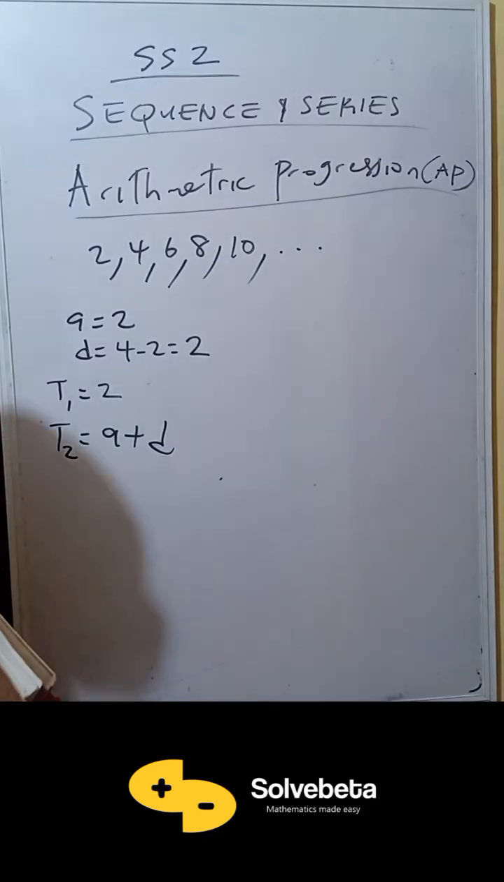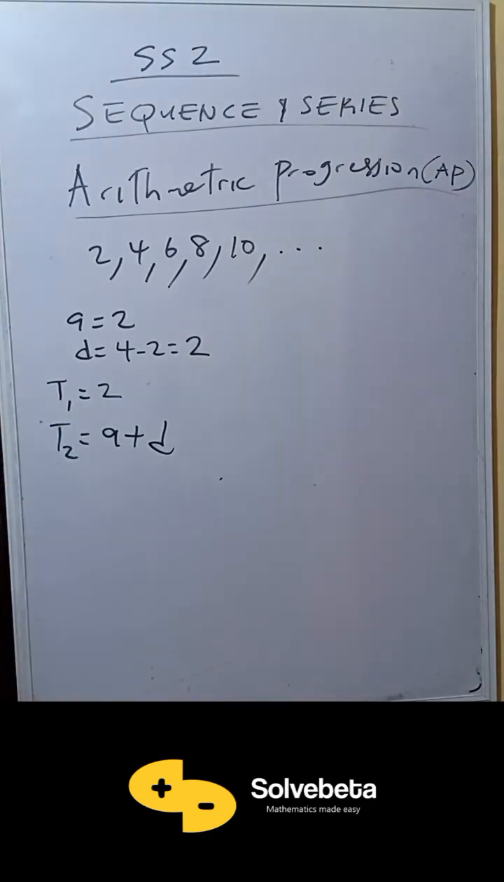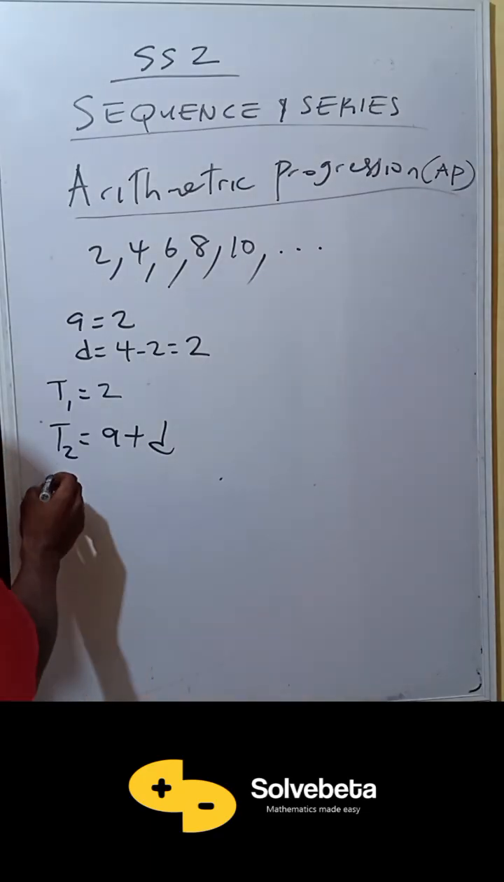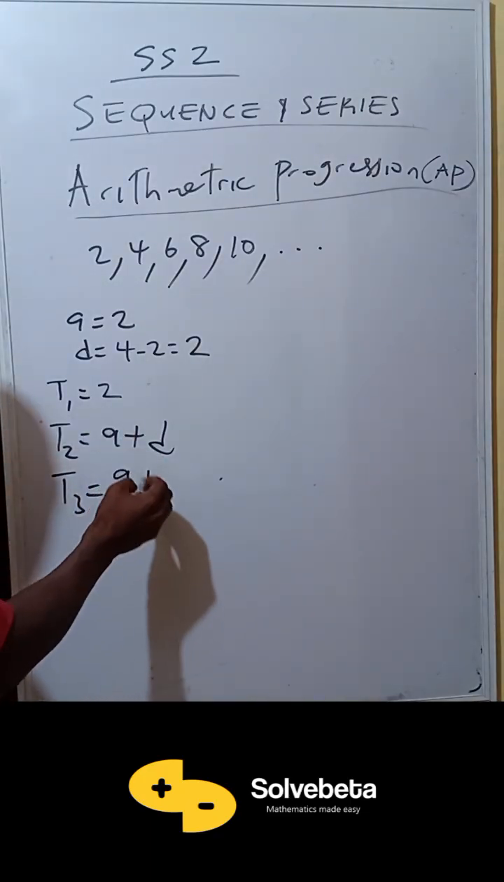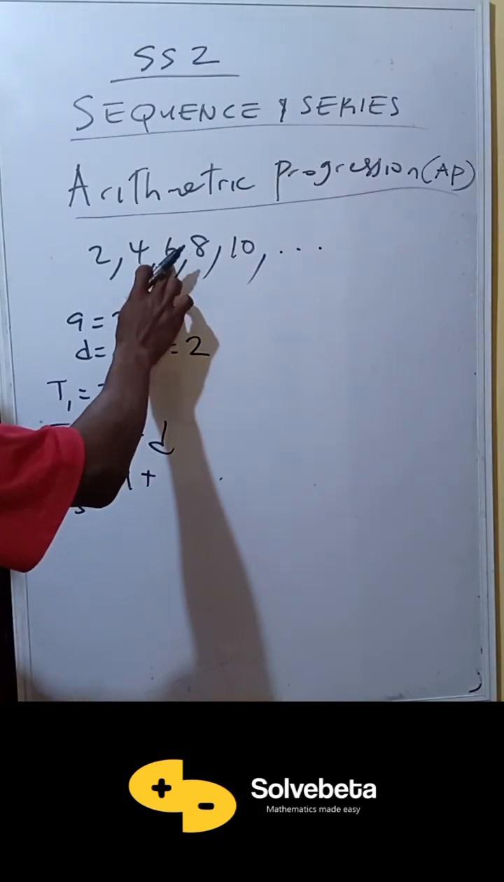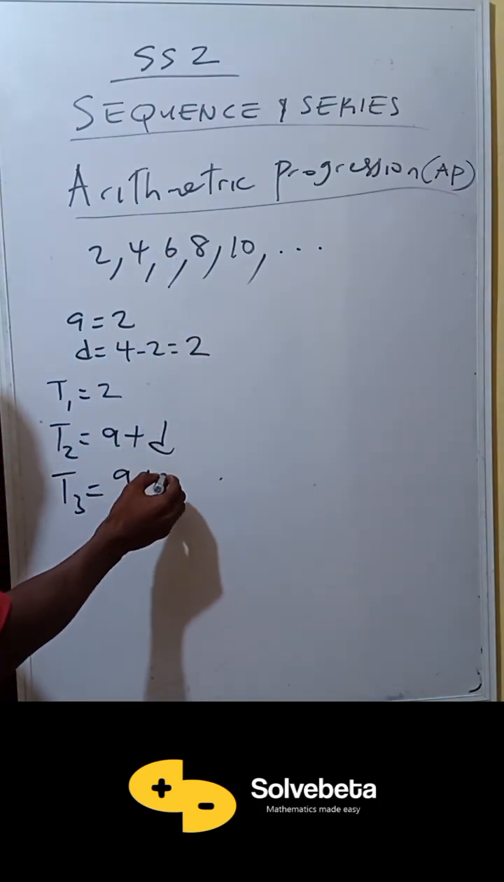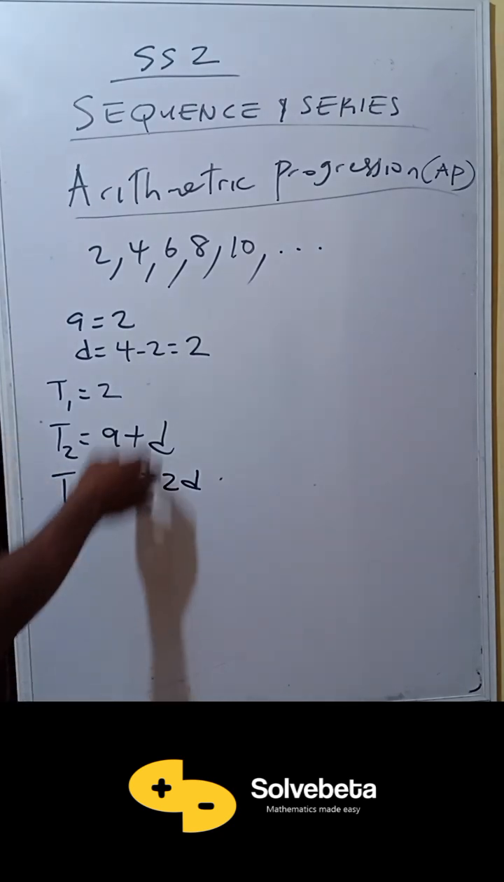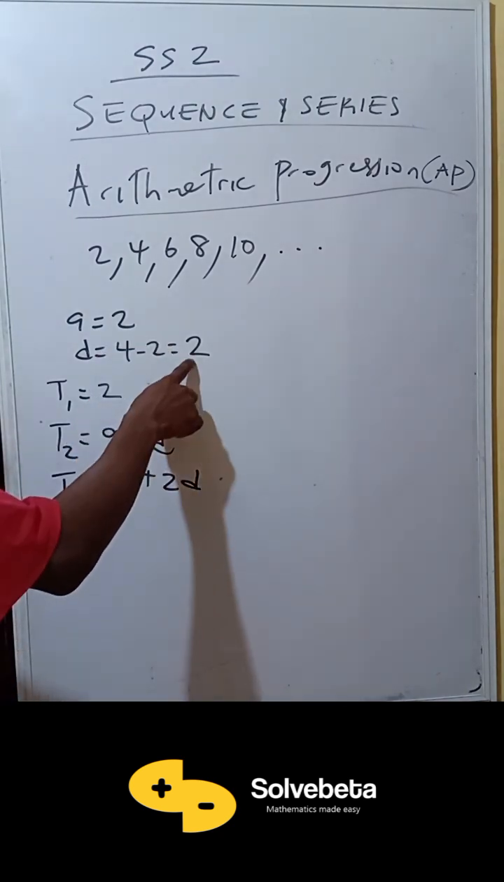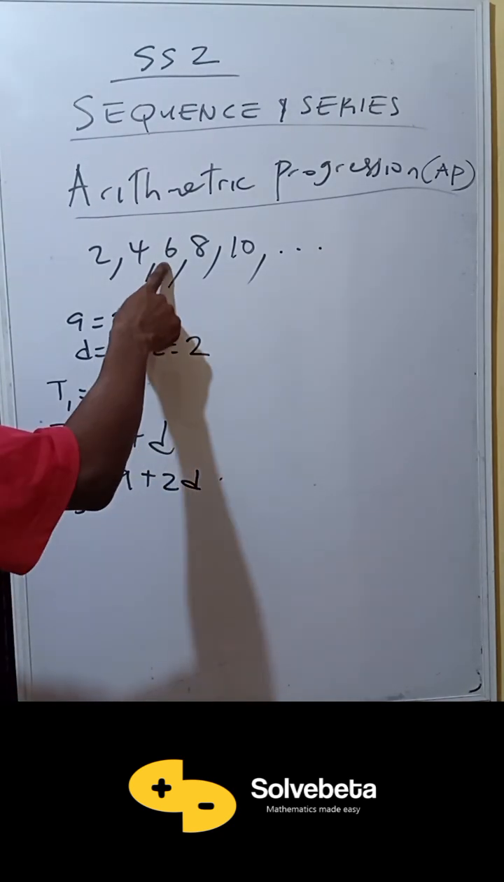I don't know whether you are following it. Now, to get the third term, you can say it is A plus 2D. Why is it A plus 2D? 2 times the common difference is 4. 4 plus 2 gives me 6.